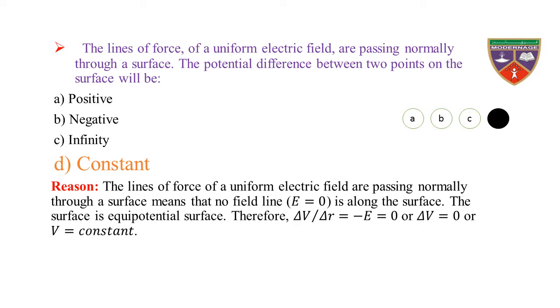Reason: the lines of force of a uniform electric field passing normally through a surface means that no field line is along the surface. We can say that E along the surface is 0.